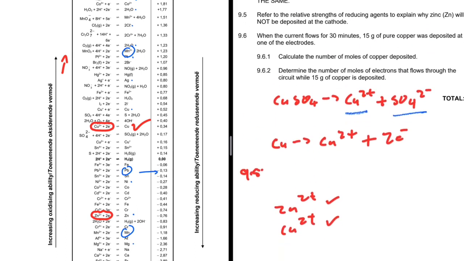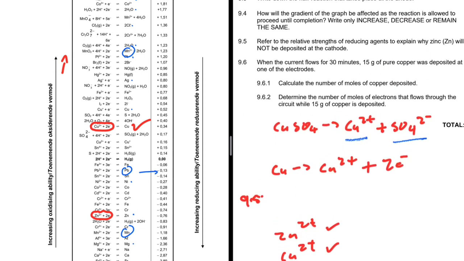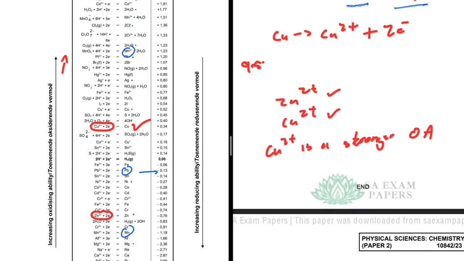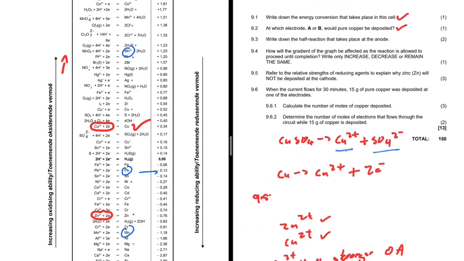So the answer to 9.5, which is saying refer to the relative strength of reducing agents to explain why zinc will not be deposited at the cathode: zinc will not be deposited at the cathode because copper 2 plus is a stronger oxidizing agent, and zinc 2 plus is a stronger reducing agent. Therefore, that is the reason why it is copper 2 plus that's going to be deposited at the cathode and not zinc 2 plus. Okay, that is 9.5. Let's take a look at 9.6.